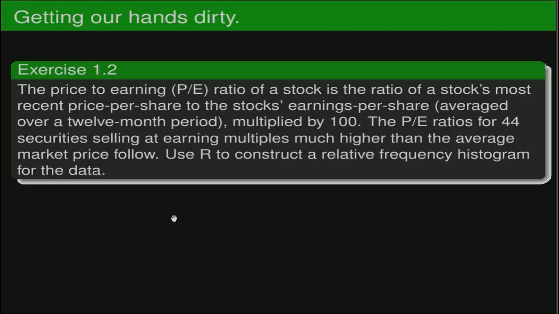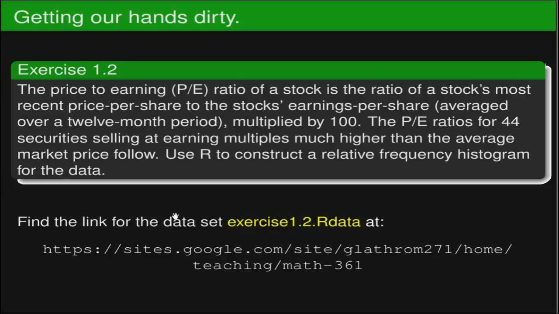So let's get our hands dirty with a little bit of data and an actual problem. The price to earnings ratio, the PE ratio of a stock, is the ratio of a stock's most recent price per share to the stock's earnings per share, averaged over a 12-month period, multiplied by 100. The PE ratios for 44 securities selling at earning multiples much higher than the average market price are given in a data set. Use R to construct a relative frequency histogram for the data. You can find the data at the website listed below, and the data is for exercise 1.2.R data.